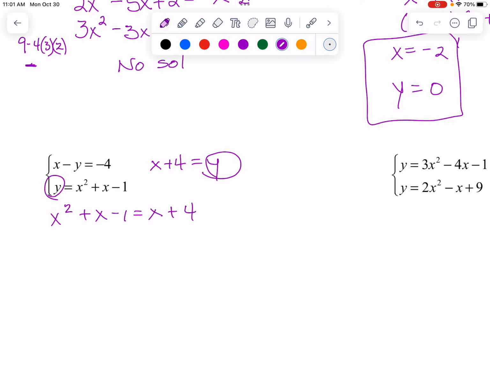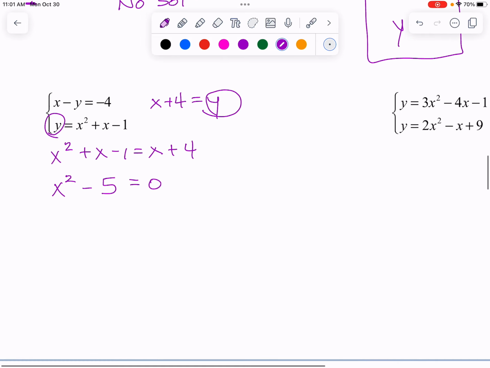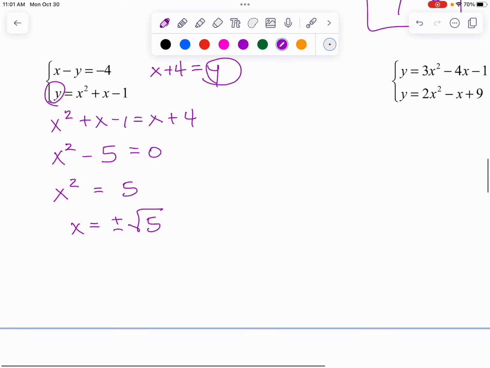Move it to the x squared side, keep the x squared positive, and I'm going to get x squared minus 5 equals 0. I can use the square root method. x squared equals 5, x equals positive or negative root 5. So I have 2 points of intersection. I have positive root 5, and I have negative root 5.